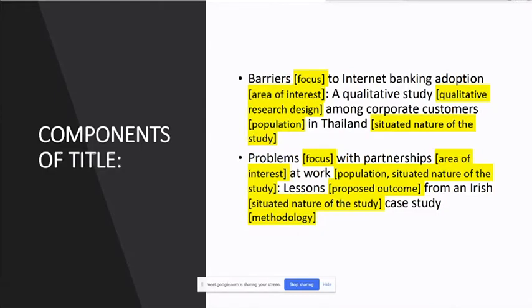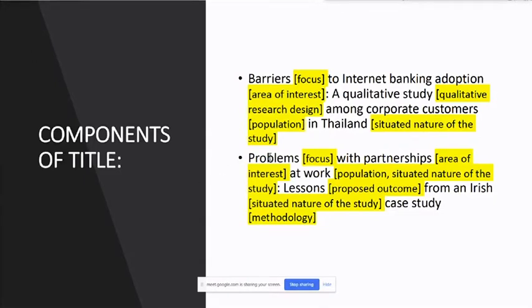At work would be your population, where your study is going to be situated, the nature of your study. And lessons would be your proposed outcome. From an Irish case study, Irish means that the nature of the study, you're looking at Ireland and the Irish people only. And case study directly says the methodology.